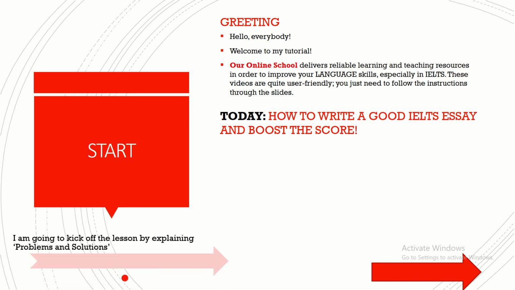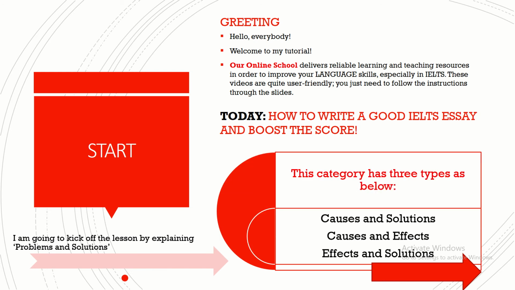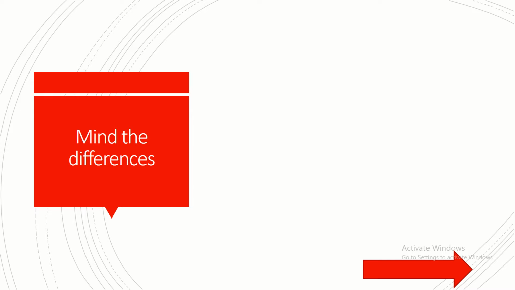Well, I'm going to kick off the lesson by explaining problems and solutions. So this is a new essay type, and this category has three types as below: causes and solutions, causes and effects, effects and solutions. Well, so here we are going to look at the differences.